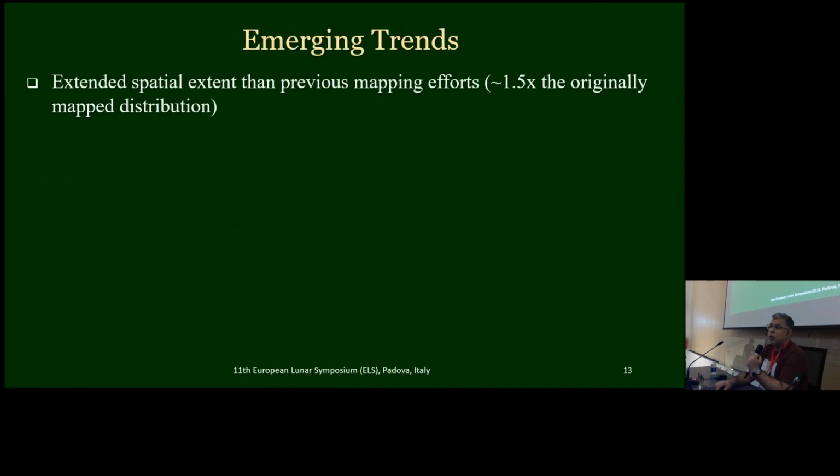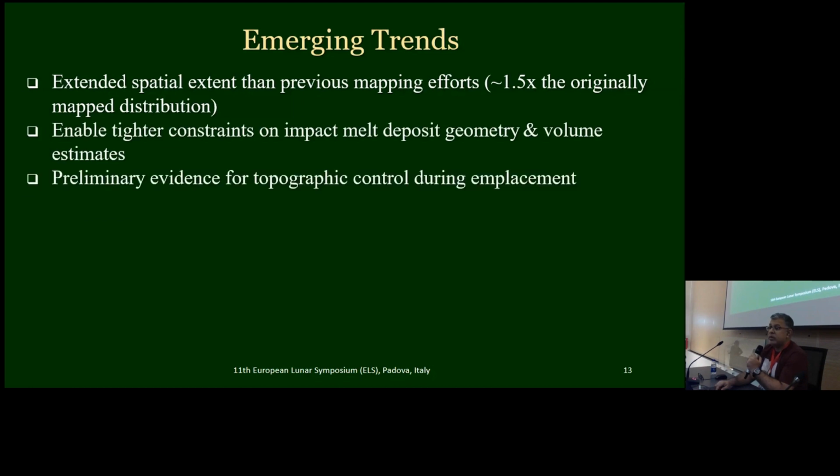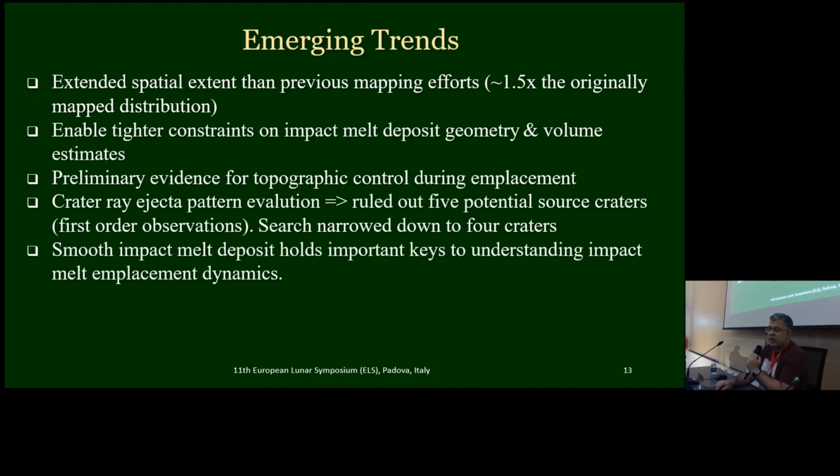From our study, there are emerging trends in terms of an extended spatial extent compared to the previously mapped effort. It will enable tighter constraints on the impact melt deposit geometry, how the melt deposit is occurring. The preliminary evidence indicates topographic control during emplacement. And from the ejecta ray pattern, we have ruled out certain craters. I would end by saying that these smooth impact melt deposits hold important keys for understanding the emplacement of impact melt during the cratering process.